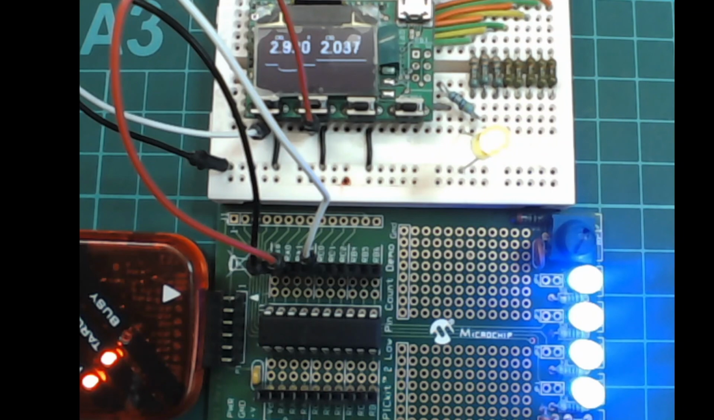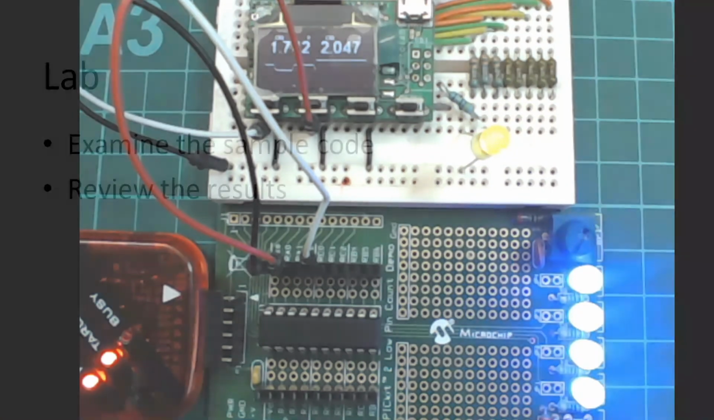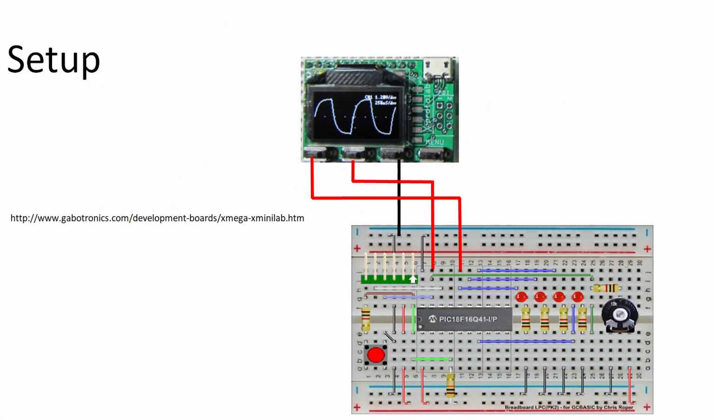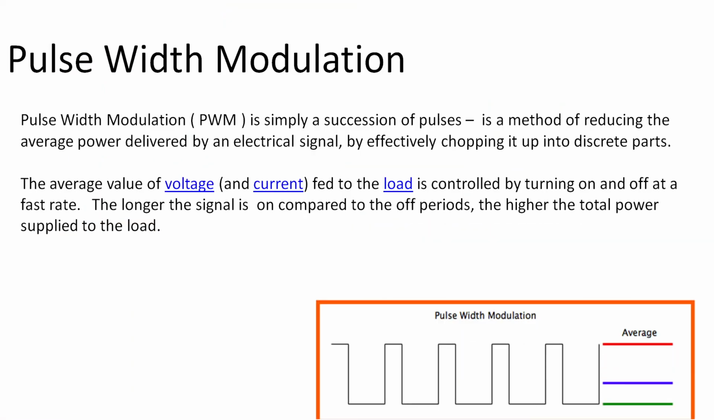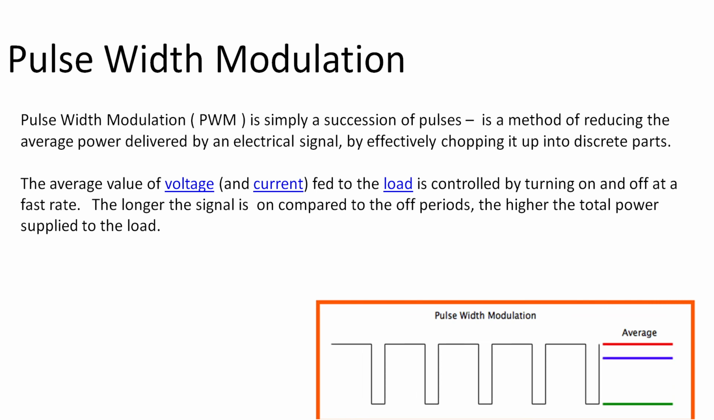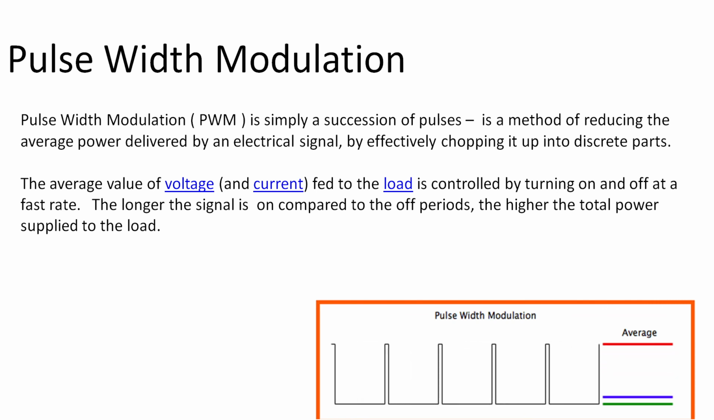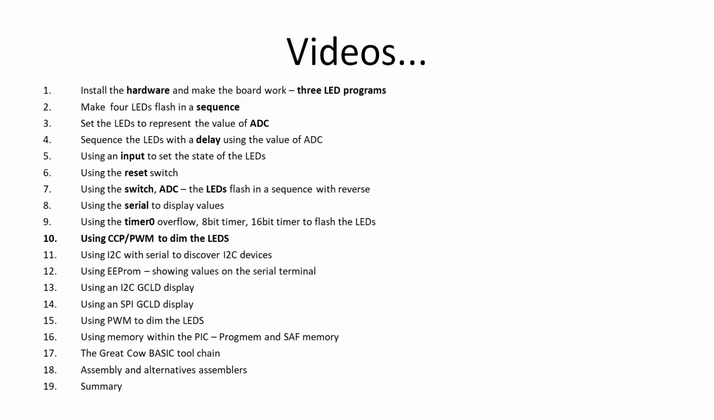Okay, using PWM with Great Cow BASIC is extremely simple. I wanted to show you this. The command is Pulse Width Modulation, PWM. Okay, job done. So today we covered using CCP.